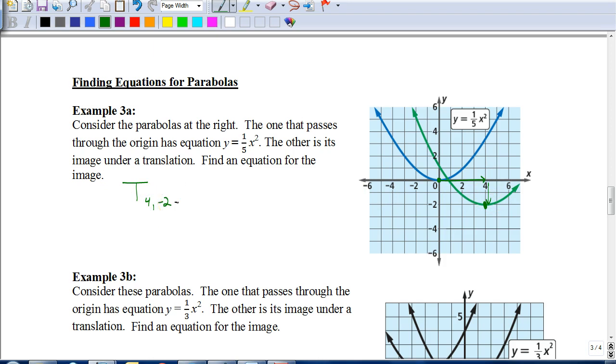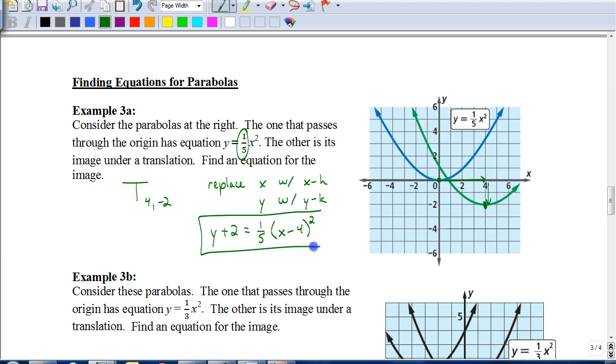So I'd have a translation here for negative 2. So remember from that equation at the beginning, we replace x with x minus h, and replace y with y minus k. So now in my equation, it's going to be y minus k, so minus negative 2 becomes y plus 2, equals a, so I still have this 1/5. I replace x with x minus h. H is 4, so x minus 4, parentheses squared. So that would be my new equation.